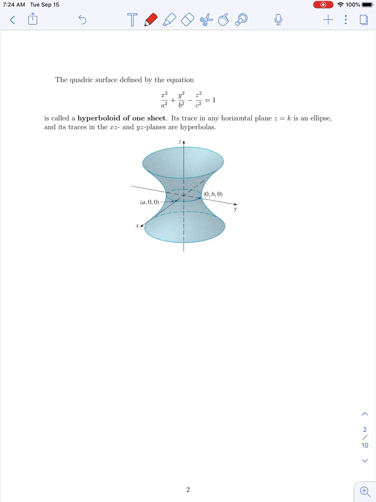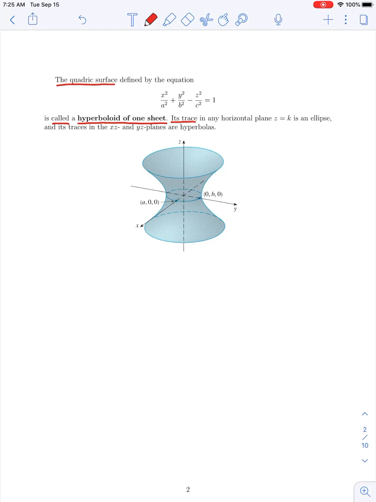x squared over a squared plus y squared over b squared minus z squared over c squared is equal to 1. So it's similar to the equation for an ellipsoid, but one of my terms in that summation on the left-hand side has a negative coefficient, say for instance z. So this quadric surface is called a hyperboloid of one sheet. So it's sketched here below. And to visualize or justify why our surface would look like this, let's consider its trace in different planes.